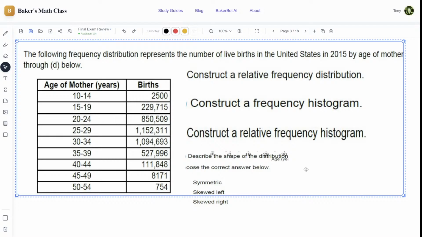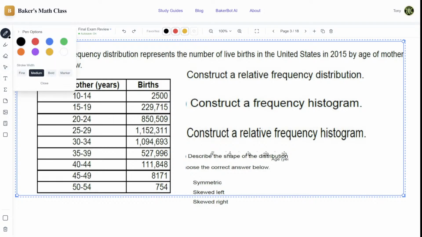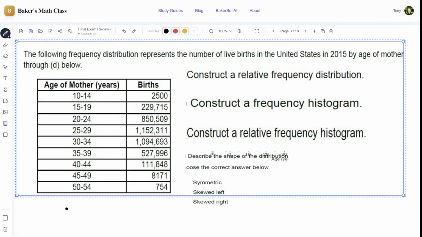Relative frequency is no different than percentages. How would I find the percent of births between 10 and 14? I'm going to add them all up and then divide 2,500 by that number. So relative frequency is just going to be 2,500 divided by the total, and just do each of the calculations.